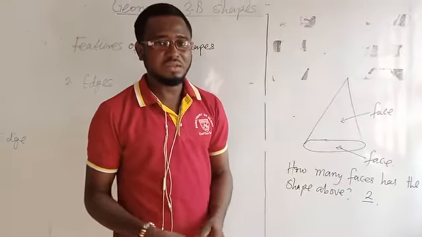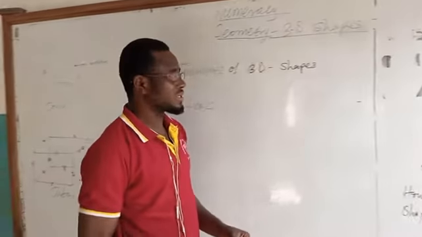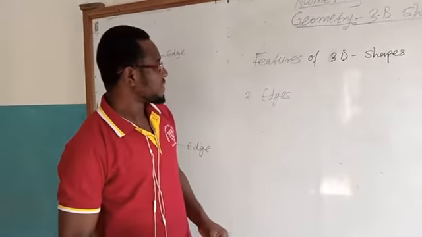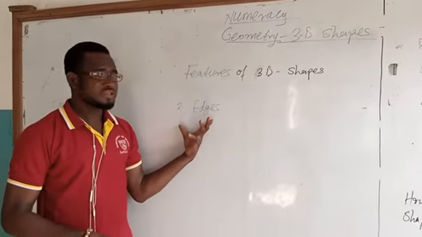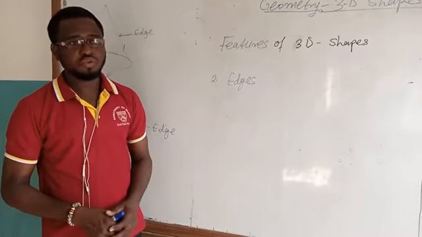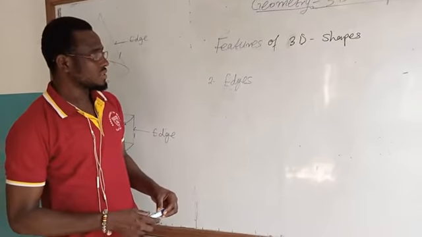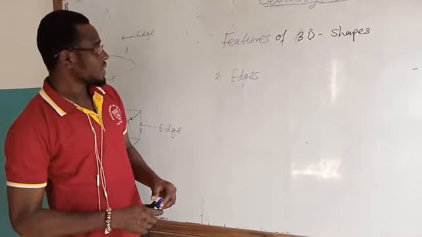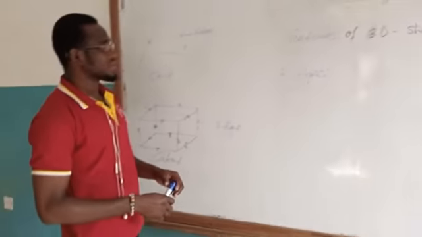I hope you remember the faces we talked about in our last session. We want to look at the second feature of a 3D shape, which is the edge. The edge is the meeting point of two faces. So we would consider a shape here, and then we'll look at what the edge is.